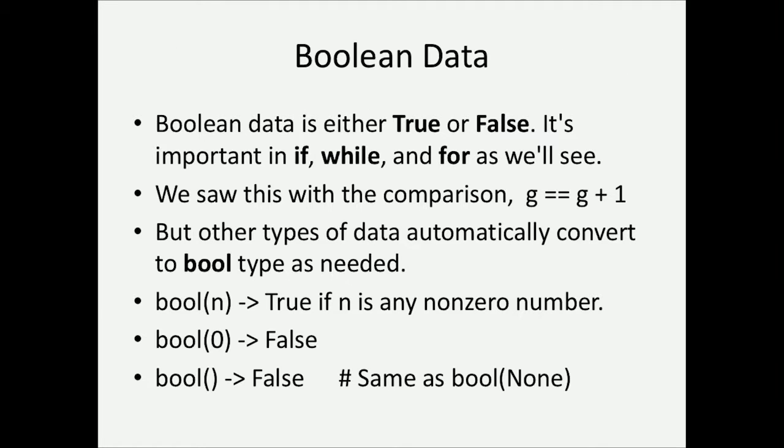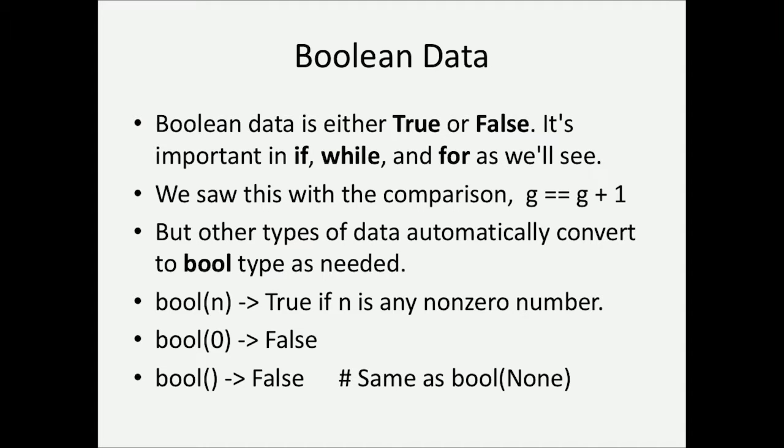Boolean data is the one other type of data we'll look at for now. Boolean data is always true or false. It's important in evaluating conditions. We saw it with the comparison g == g + 1. That was a test for equality. It must always come back true or false. And Booleans are very important, but other types of data are automatically converted to Boolean if they show up in Boolean logic or in an if statement.